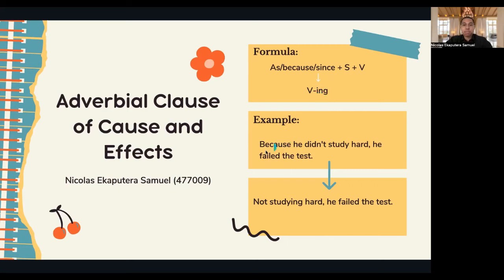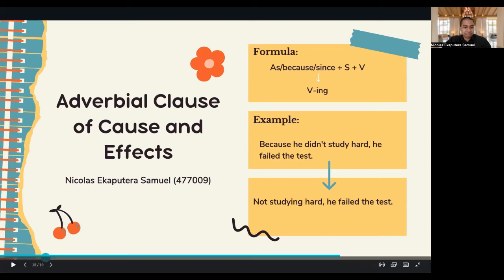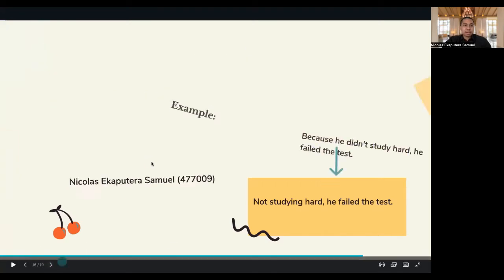In the example, "Because he didn't study hard, he failed the test." In the shortened version, we're going to remove the word because, and also the subject, because you can't see any of them in the reduced version of the sentence, and just add -ing to the verb. That's it. "Not studying hard, he failed the test." Pretty easy. Okay, on to the next one.